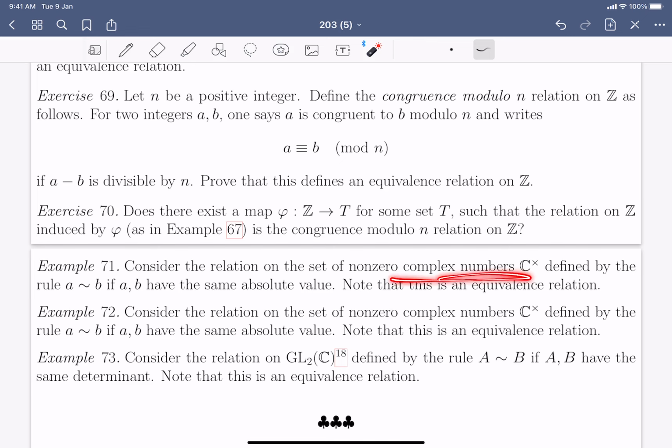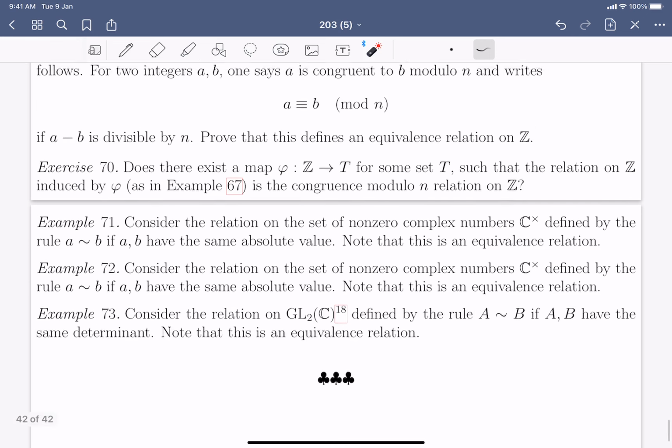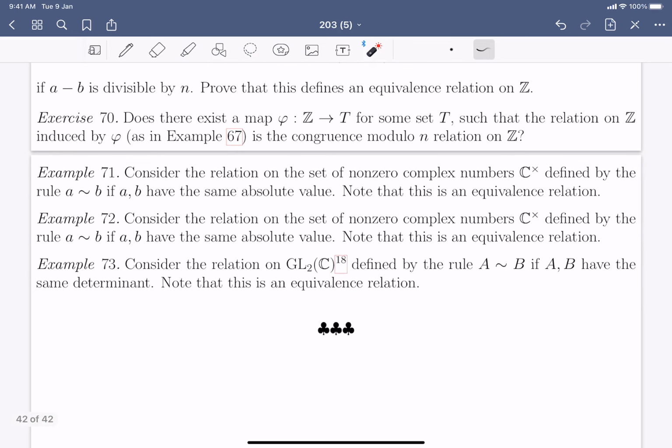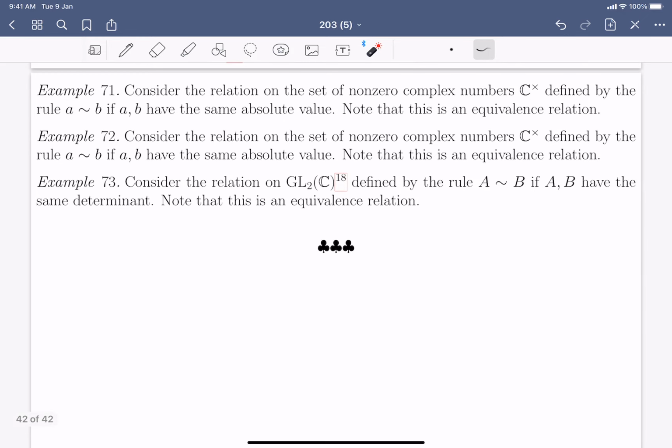On the set of non-zero complex numbers C cross, one can define a relation as follows. We say that A is related to B if A and B have the same absolute value. It's your task to see whether or not this is an equivalence relation. I've already stated that this is an equivalence relation, so you know the answer. Please try to show that it is. The next example, something probably went wrong, because examples 71 and 72 look the same. You can work on it twice if you wish.